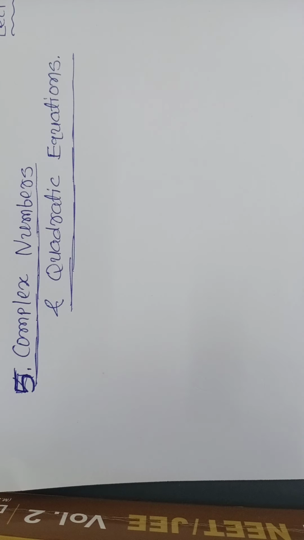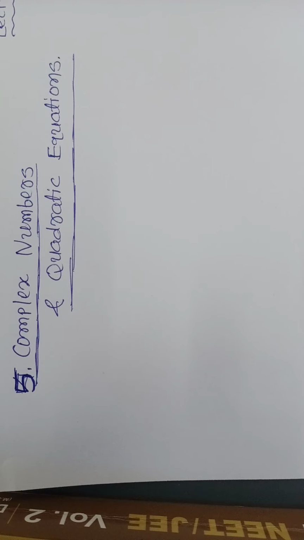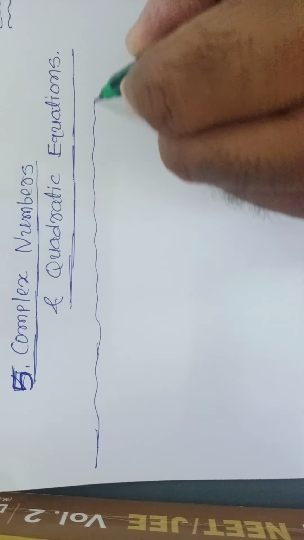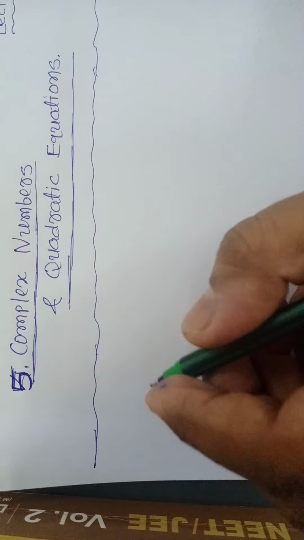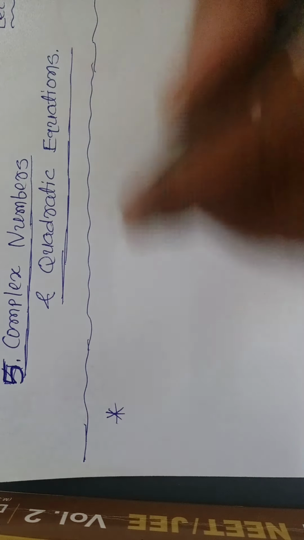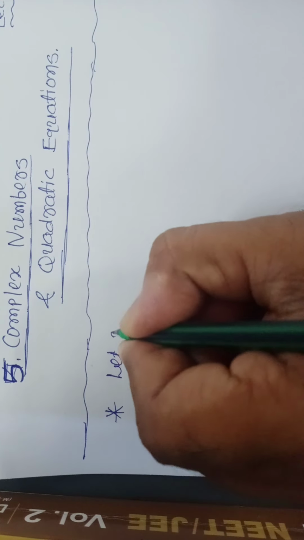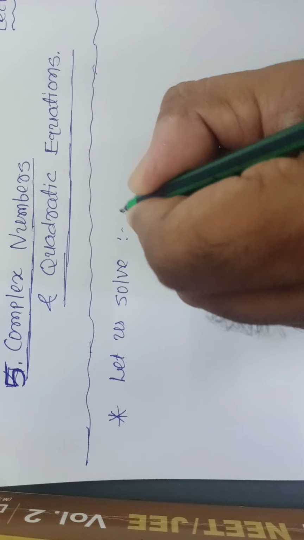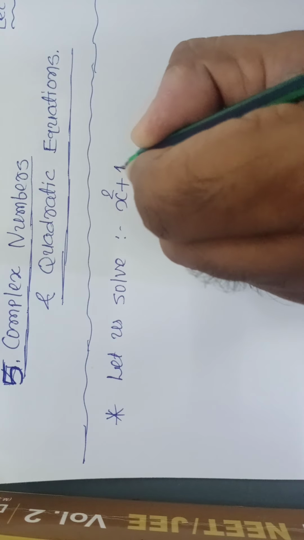Now you know about real numbers, right? But what is a complex number? Let me explain. Suppose we are going to solve one interesting equation. So let us introduce a complex number with the help of an equation. Let us solve the equation x square plus 1 is equal to 0.